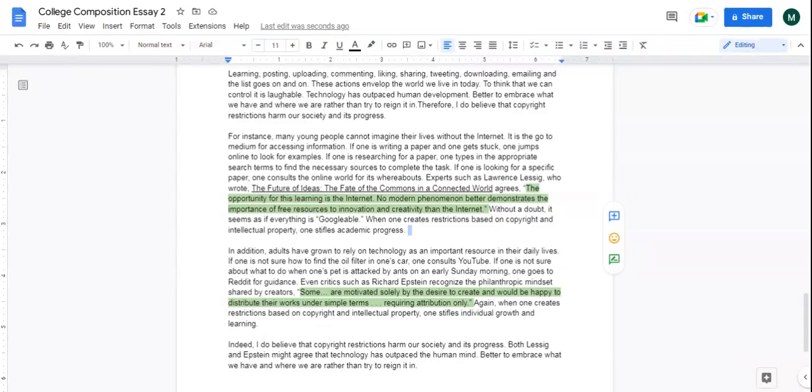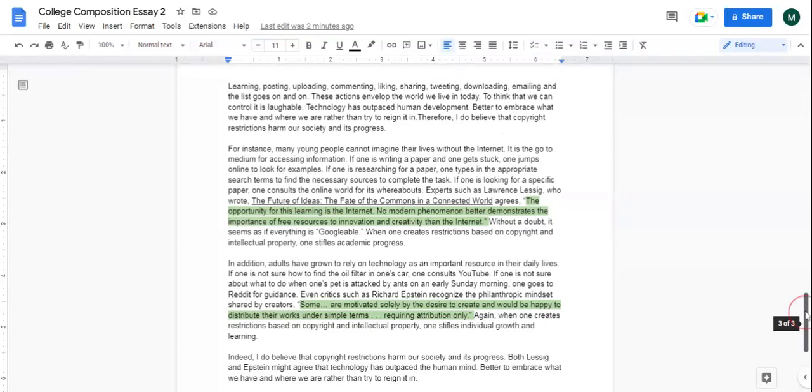I really like what I did here on this one. Indeed, I do believe that copyright restrictions harm our society and its progress. Both Lessig and Epstein might agree that technology has outpaced the human mind. Better to embrace what we have and where we are rather than try to rein it in. Not really sure how this would be scored.